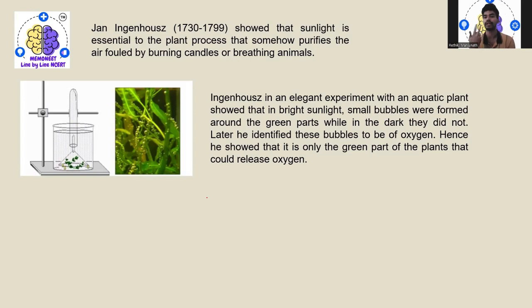So whatever carbon dioxide we release while breathing has been filtered and absorbed during photosynthesis. In the experiment, they studied aquatic plants in bright sunlight. What happened? You can observe here a kind of bubbles, right? Bubbles were formed around the green parts, while in the dark they did not. That means in the presence of sunlight, they could observe bubbles around the green plant inside the water, whereas in the dark condition they did not see such formation of bubbles. Later he identified these bubbles to be oxygen. Hence he showed that it is only the green part of the plant that could release oxygen.